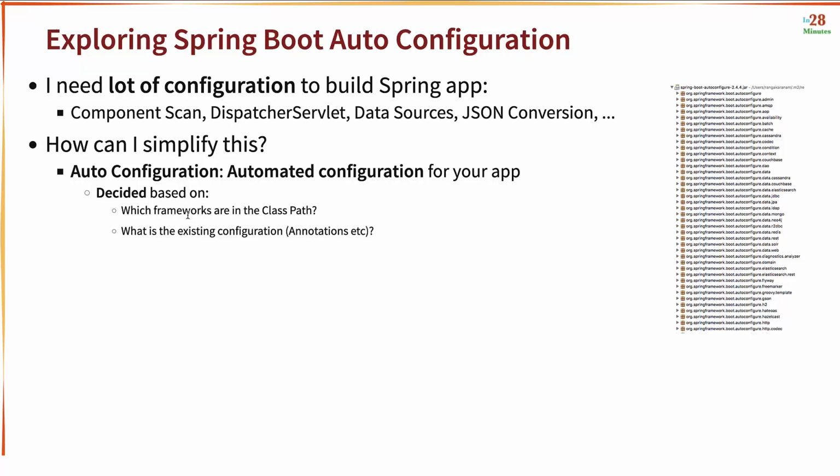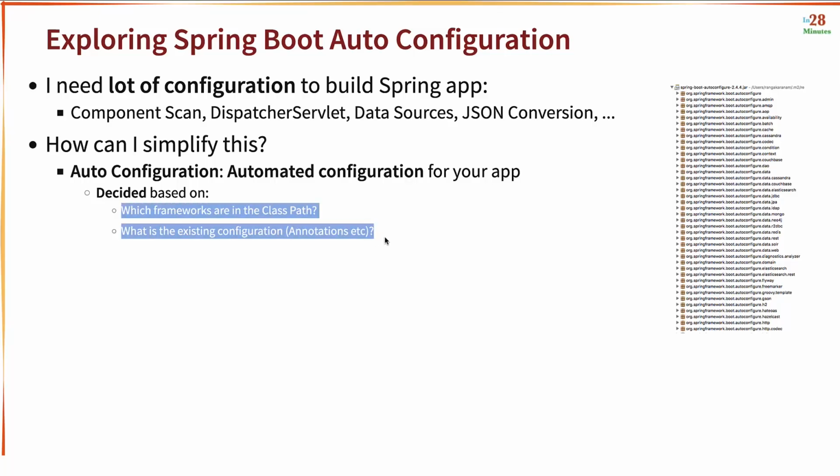The other factor is what is the existing configuration. Spring Boot provides default auto-configuration. However, you can also override that by providing your own configuration. So a combination of these two things is what is used to determine auto-configuration: what frameworks or what classes are in the class path, and what is the existing configuration that you have provided.